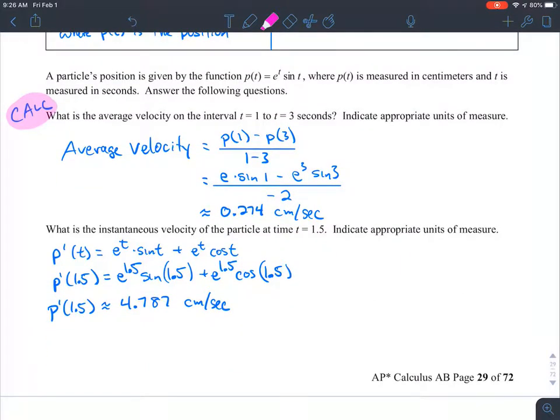This next problem requires a calculator. A particle's position is given by the function P of t equals e to the t times sine of t, where P of t is measured in centimeters, super important, and t is measured in seconds, super important. Answer the following question. What is the average velocity on the interval from t equals 1 to t equals 3 seconds? Include appropriate units of measure. Just as an example.